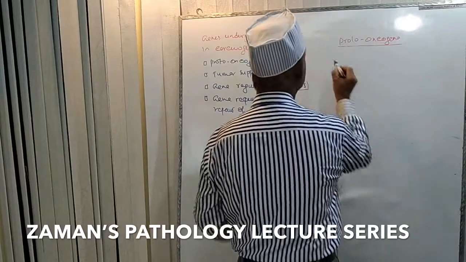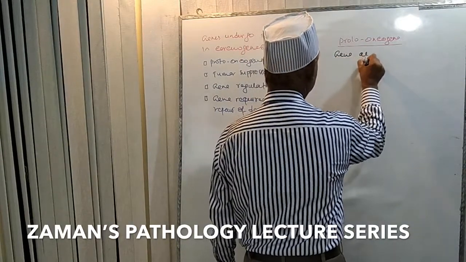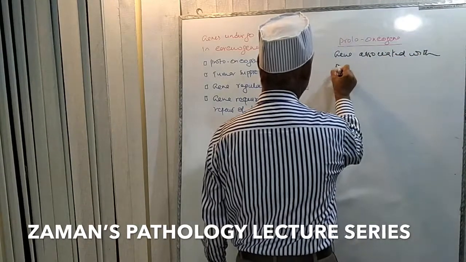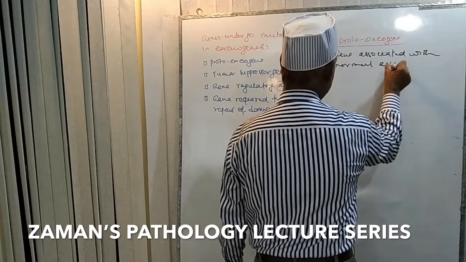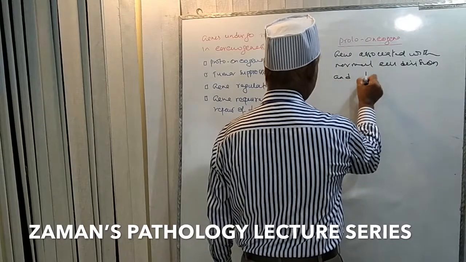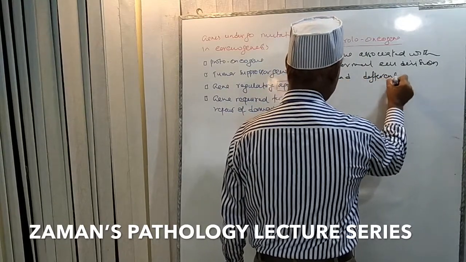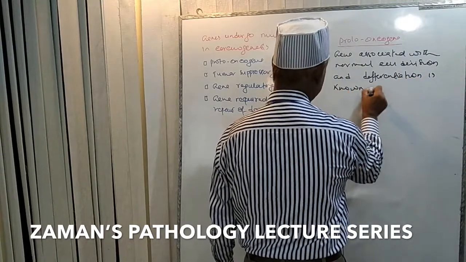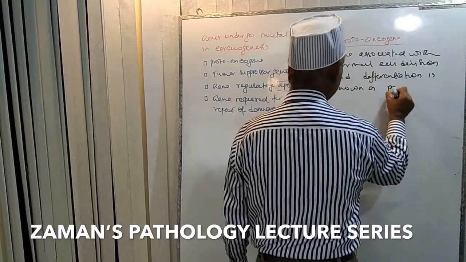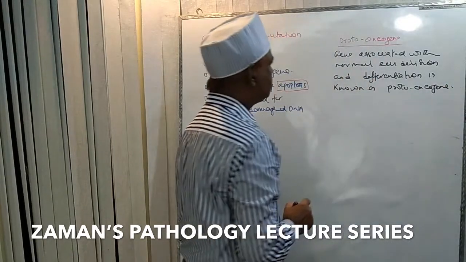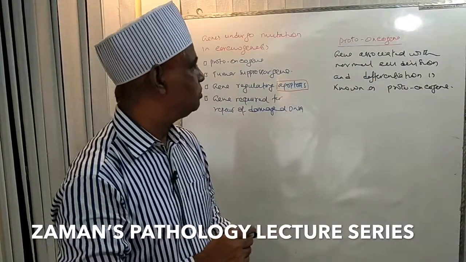Gene associated with normal cell division and differentiation is known as Proto-oncogene. Dear audience, this gene is associated with normal cell division and differentiation.